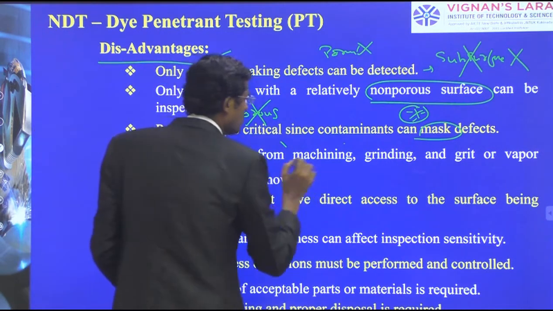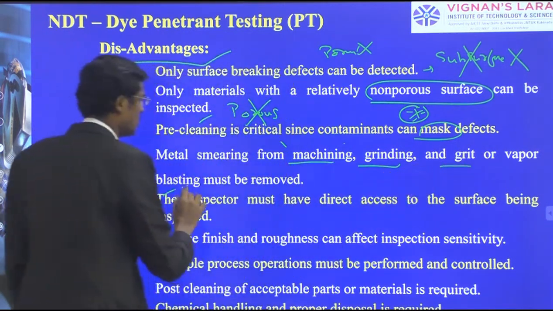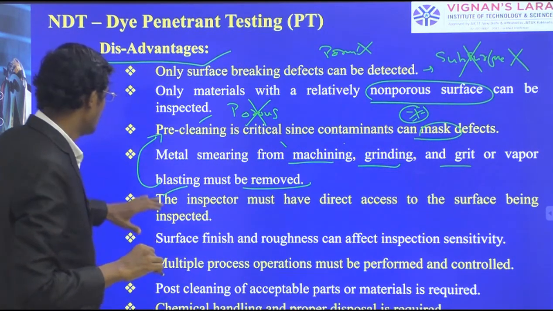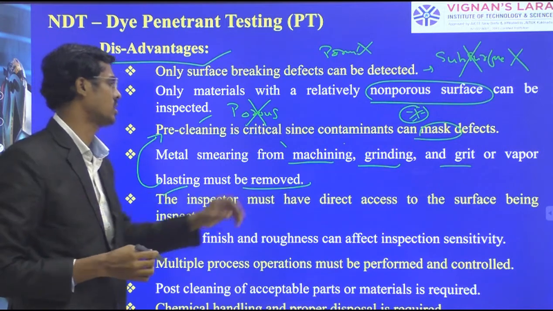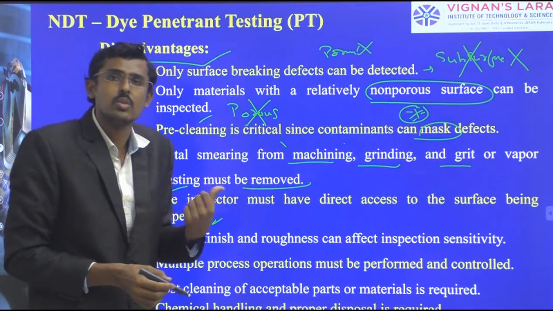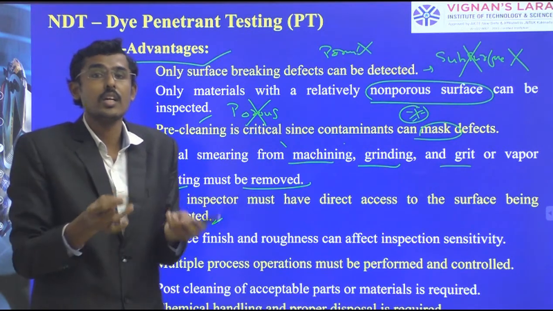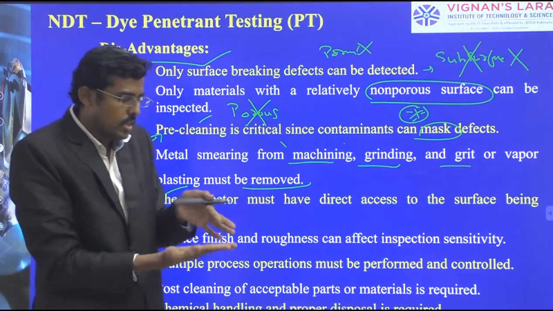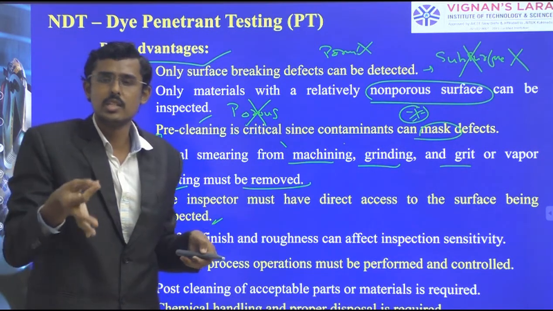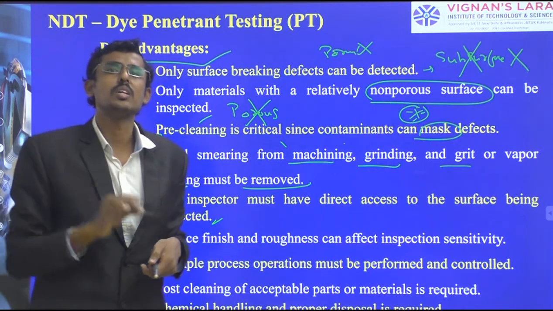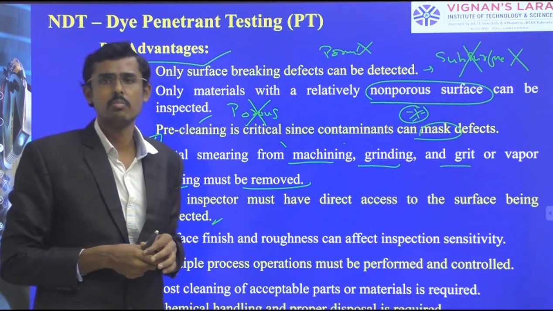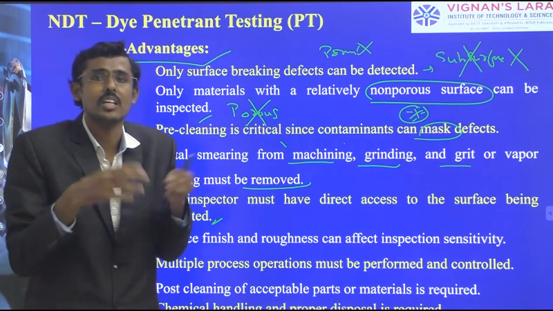So see, machining, grinding and grit or vapor blasting must be removed first by using the pre-cleaning process. The inspectors must have direct access to the surface being inspected. So in radiographic film, the inspector has no need to go there, because the radiographer can go there and keep the film, and over the sample we can pass the radiation and the film will be developed. This film is enough to submit to the inspector. When it is submitted, the inspector will see this through bright lights, and he can inspect and interpret those things.